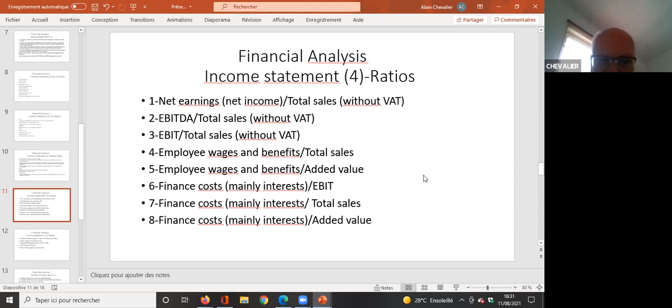Net earnings on net income, depending on whether you are American or British, okay? Divided by total sales without VAT always. And it gives you the number of cents which are at the bottom line, and which are left when you have paid all the expenses, compared to the level of the sales. Okay?